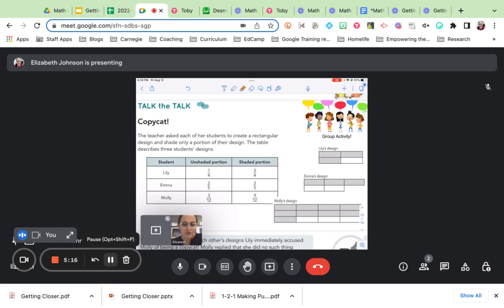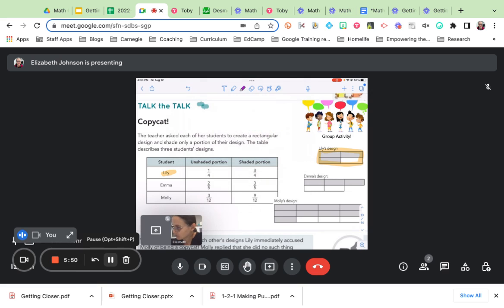Excellent job working with your partner. So here is our group activity for today. It is a demonstration of learning and it is called Copycat. Here's what it is. The teacher asked each of her students to create a rectangular design and shade only a portion of their design. The table describes 3 students' designs. Lily left 1/4 unshaded. Here's Lily's design. See, one of her 4 rectangles is not shaded. So that's Lily's.